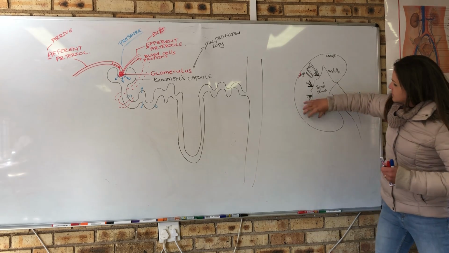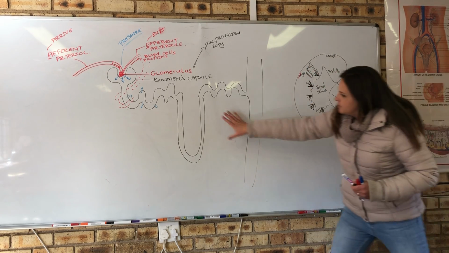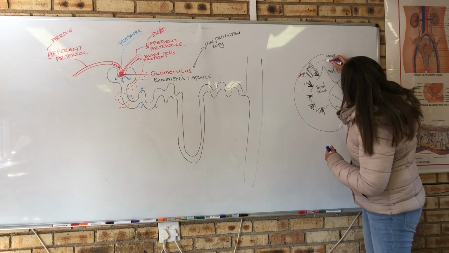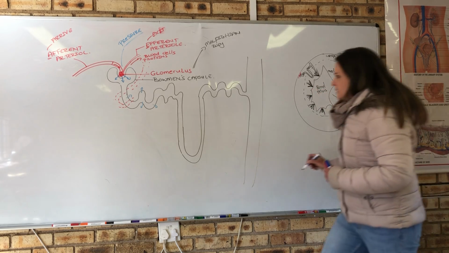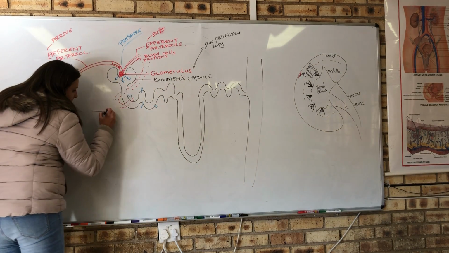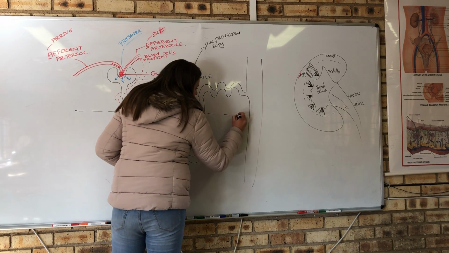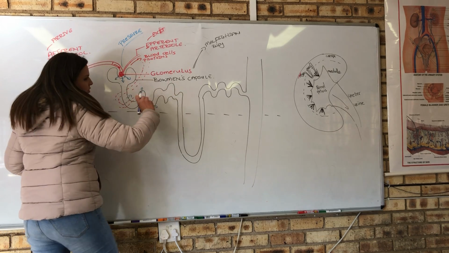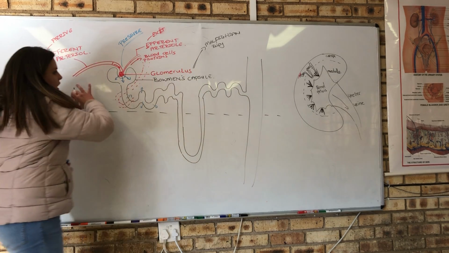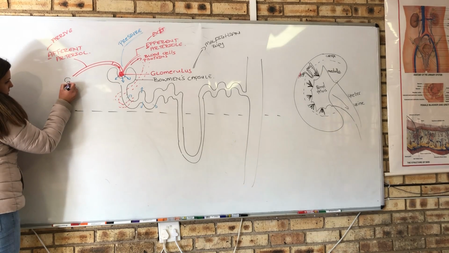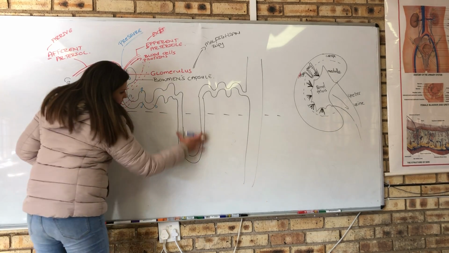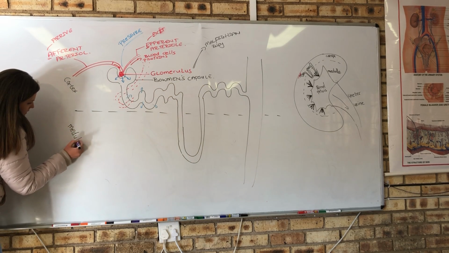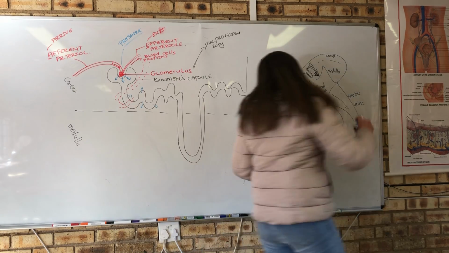There are about 1 million of these in this cortex region. And the loop of Henle part drops down into the medulla. So if you could imagine kind of like a dotted line that goes around like that. This is what it would look like over here. So this area at the top, the Bowman's capsule, the proximal convoluted, and the distal convoluted tubules are all found in this area, which is the cortex. And then the loop of Henle and the collecting ducts are found in this area, which is the medulla.